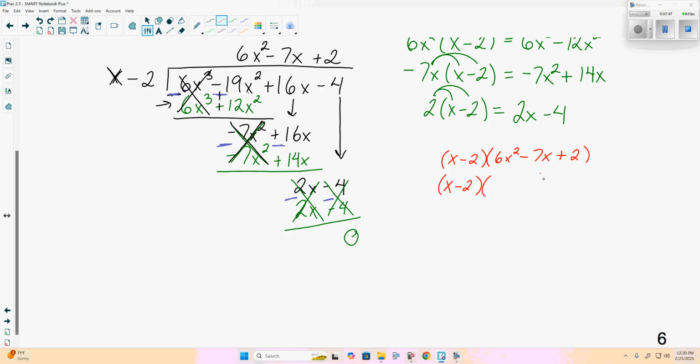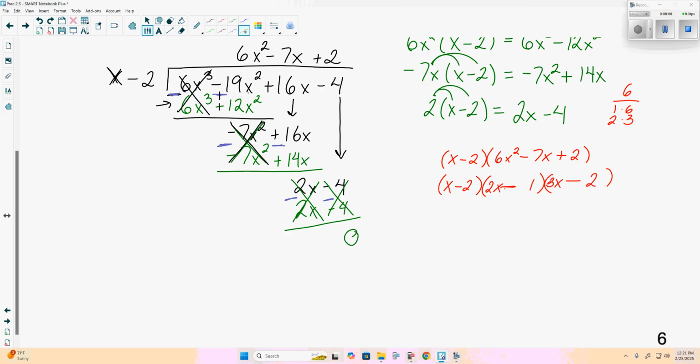Now, if we want to factor the rest of this expression, the 6x squared minus 7x plus 2, we can. Since the 2 is positive, our signs are the same and match the sign of the middle term, so negative and negative. Factors of 6x squared, well, we'll have x and x. Now 6 is either going to be 1 and 6 or 2 and 3. We can try 2 and 3 first. Only factors of 2 are 1 and 2.